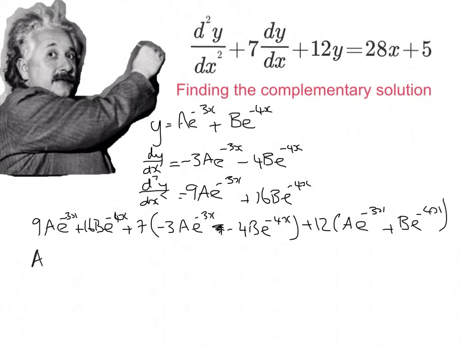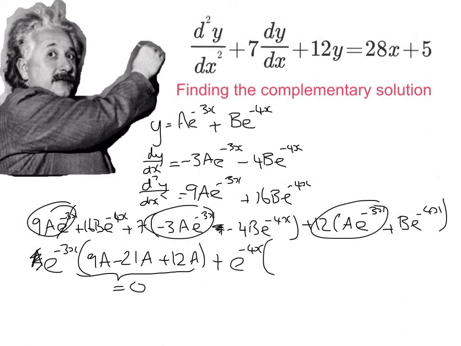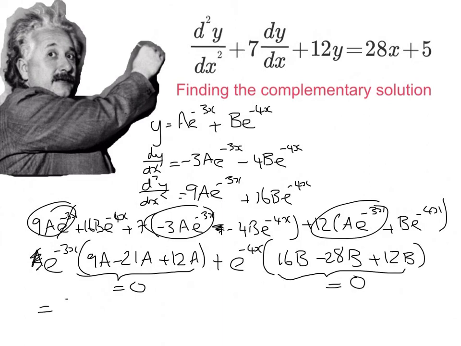So how many a's have I got? In fact, I can just divide through, oh no I can't. How many e to the minus 3x's have I got? I've got 9a, that's there. I've also got minus 21a, and I've also got 12a. And if you add them up, that's equal to 0. Good, that bit worked. What about e to the minus 4x? How many of them have I got? 16b, and I've got minus 28b, and I've got plus 12b. And again, if you add that up, brilliant, that equals 0. So it's worked, we found our complementary function.